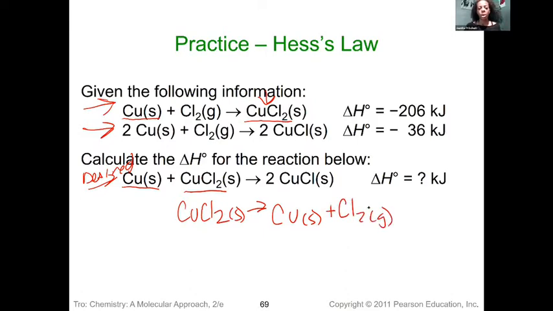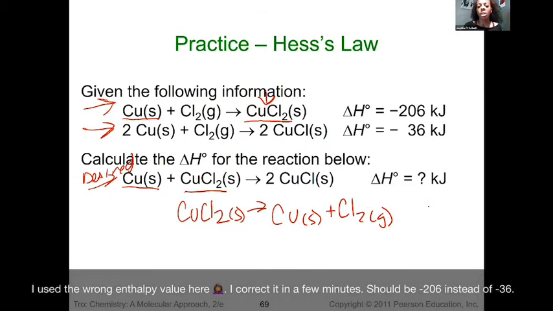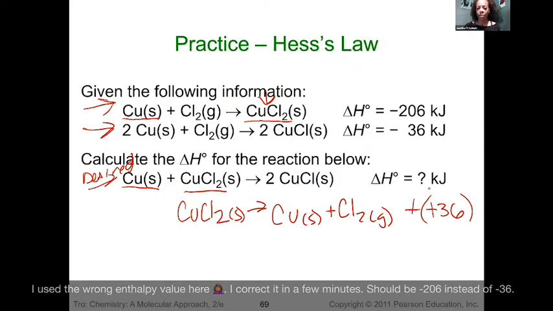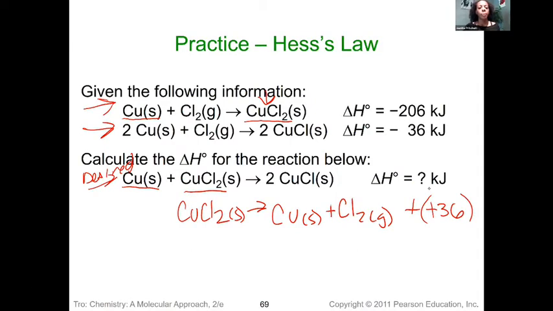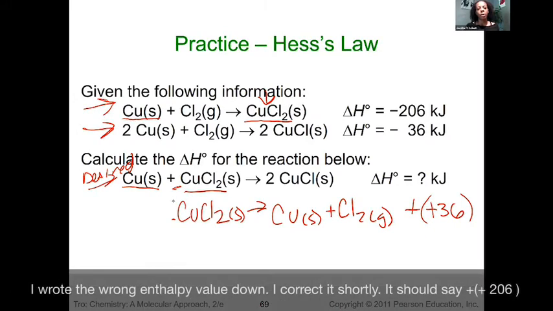products. Well, since we flipped the equation, we reversed it, that means that the enthalpy value for this, which was negative 36, would now become the negative of that as well, which would make this overall a positive, an endothermic process. I can also see that the amount-wise, I'm good. I only need 1 mole of copper 2 chloride, and I have 1, so that works out.